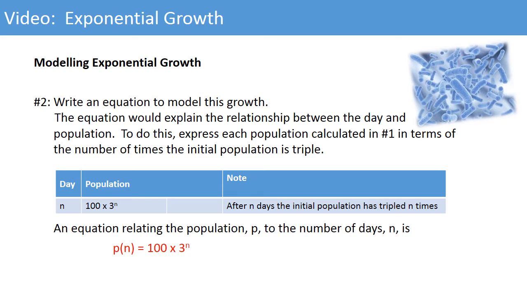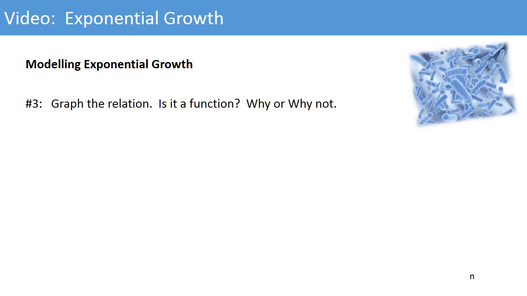100 represented the initial population. 3 is from the fact that the population tripled, and n is the time at which we want to determine the sample size of the population. Now we want to graph the relation. From the graph and the data, we want to determine, is this a function? Why or why not? Where do we start?